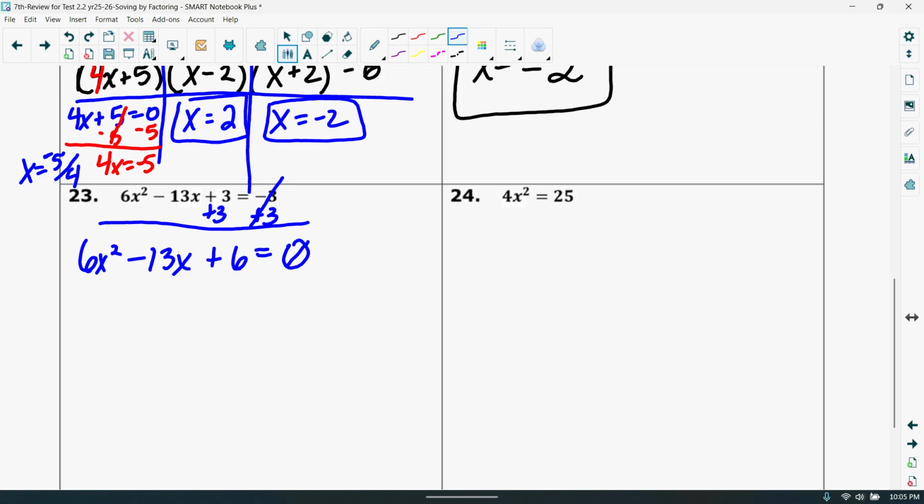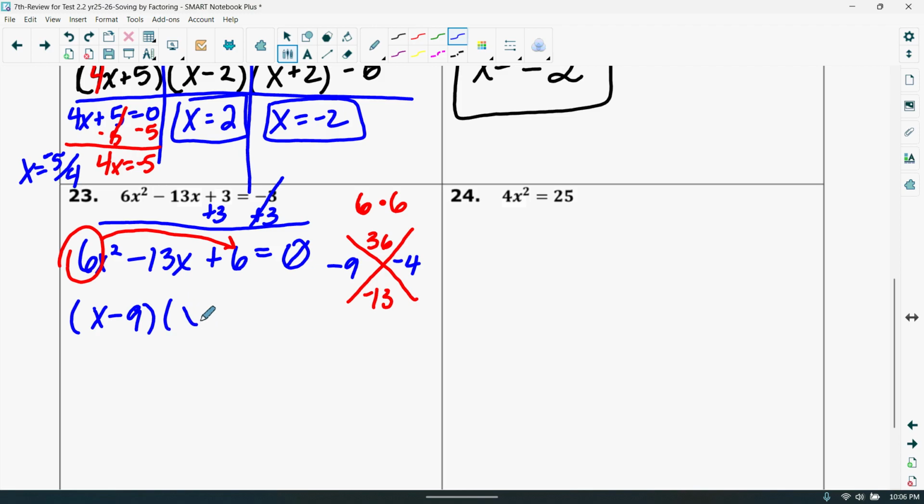Alright, so now we're going to factor, but this trinomial has a coefficient of 6. So we have to slip and slide and multiply. So this coefficient 6 times the c, which is 6, gives us 36. So we're looking for factors of 36 with the sum of a negative 13. That would be a negative 9 and negative 4. So I can write this as x minus 9 and x minus 4 equal to 0.